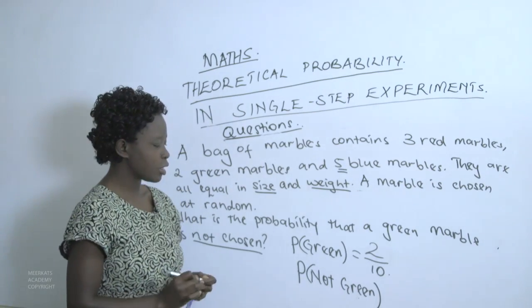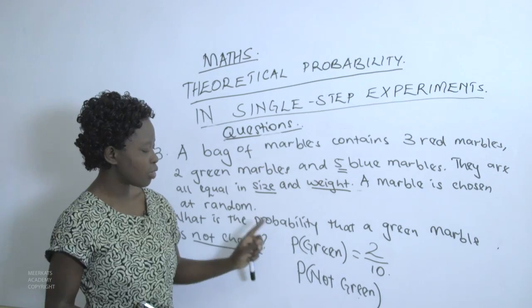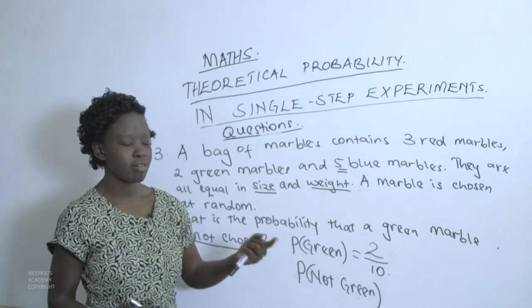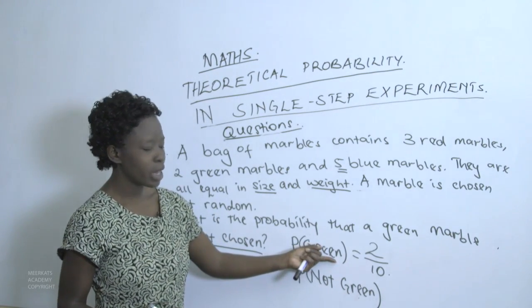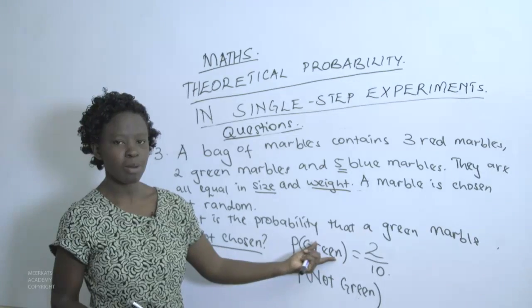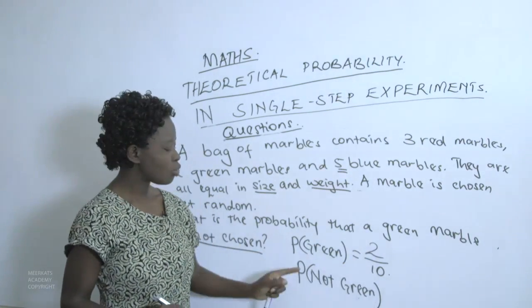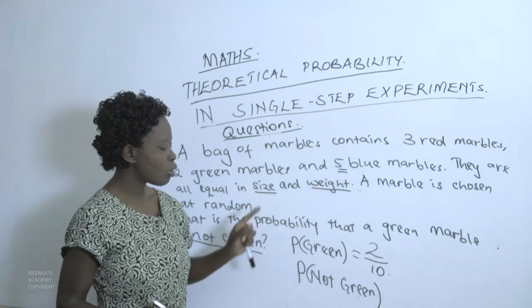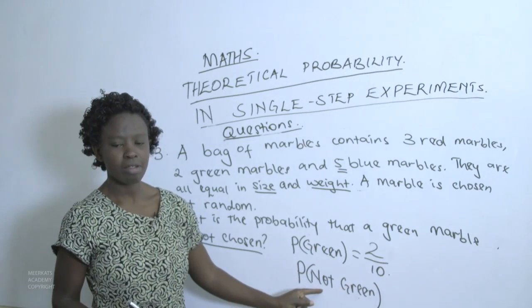Probability of not choosing green. Complementary events: we said that the probability of one event plus the probability of the other event should give us 1. So this is the one event that has occurred, that is the probability of choosing green, which is 2 over 10. But we now need the probability of not choosing green. But we know the probability of choosing green plus the probability of not choosing green is 1.